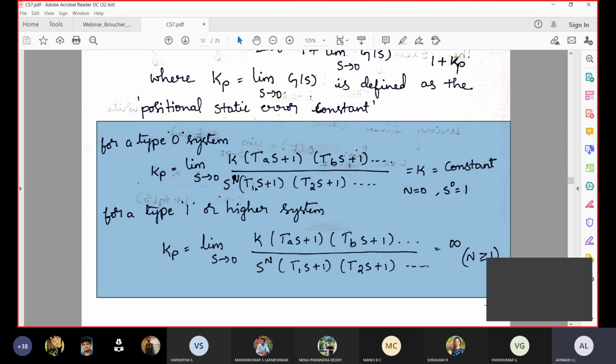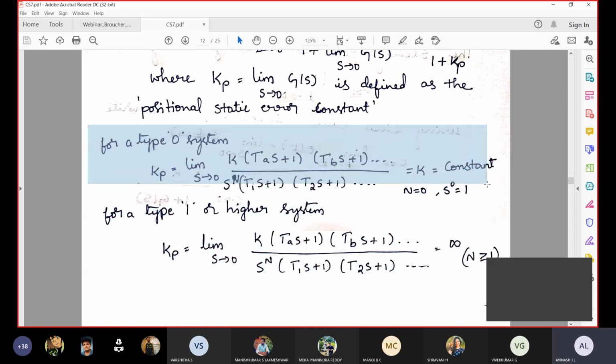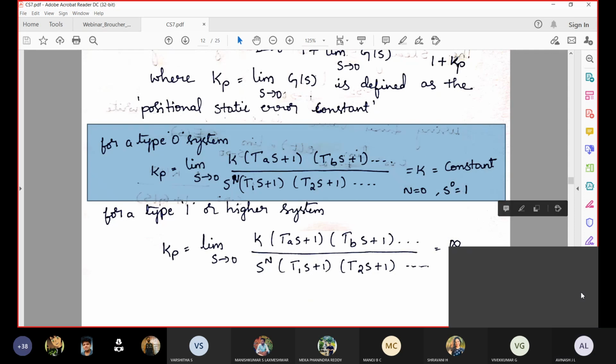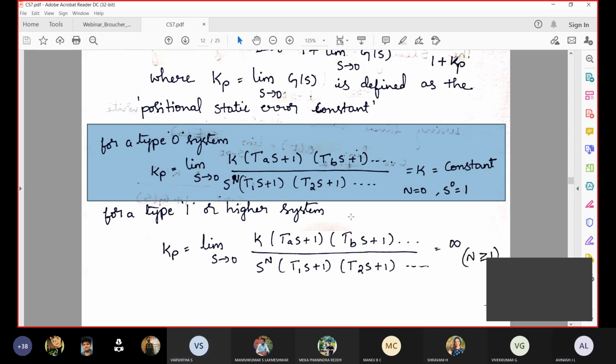Similarly in the denominator also T1s is there. In the place of s, if you put 0, obviously T1 into 0 is 0 plus 1 is 1. So that means all the terms will become 1, and denominator terms also will become 1 into 1 into 1 like that. Okay. So finally Kp will be equal to what? K into 1 divided by 1, that is equal to K, equal to constant. Okay. So did you understand this particular topic, all of you? Yes, sir. Okay, fine, good.